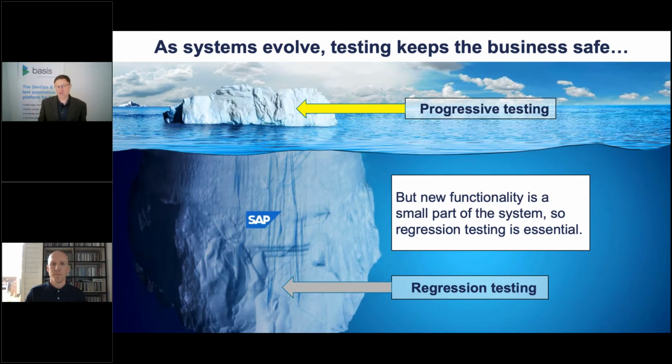This is not just the things that are changing. This is everything that we continue to use on a regular basis. So that's why I like this iceberg visual, because we tend to be good at the progressive stuff, and we tend to maybe go a little naked when it comes to verifying that the entirety of the underlying system still works after that set of changes.